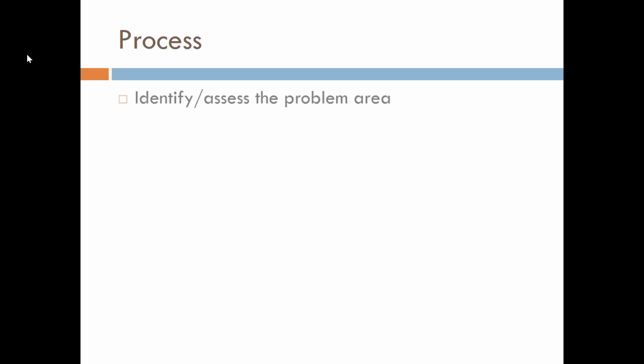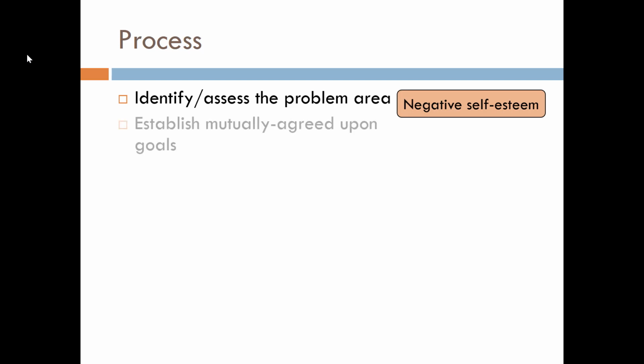So the first step is, of course, identifying or assessing the problem area. And of course, sometimes clients have multiple areas of need and concern that we have to address and work with them on. But for just illustrative purposes here, I'm just going to focus on one example. So in this case, let's say it's negative self-esteem. So after that's been identified, we would then establish mutually agreed upon goals with the client in terms of how to go about addressing this concern.